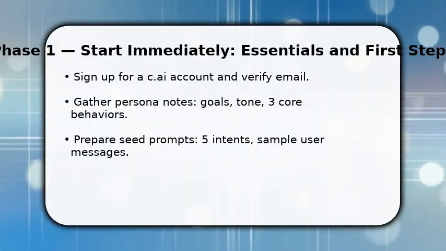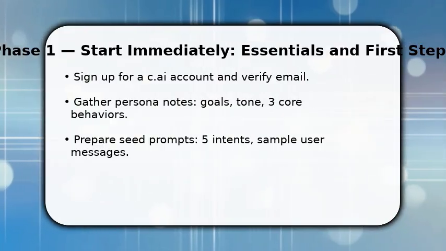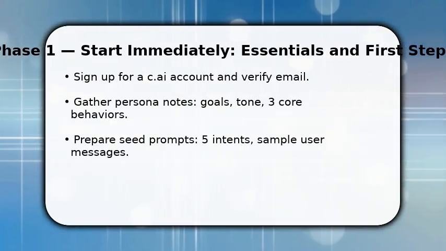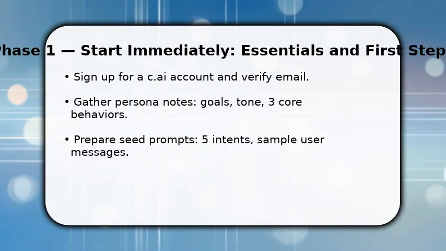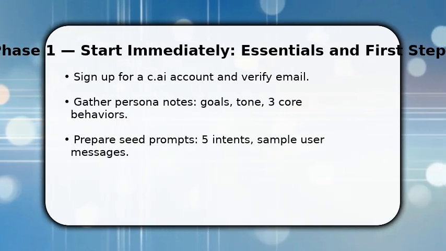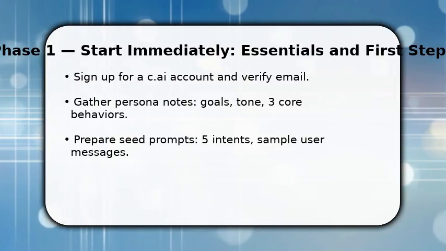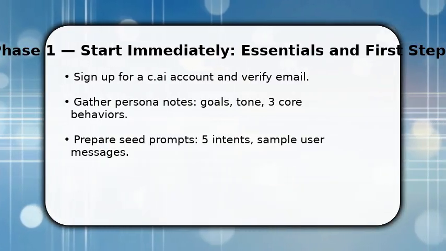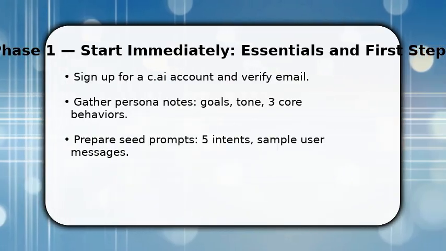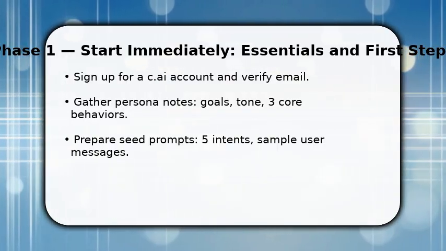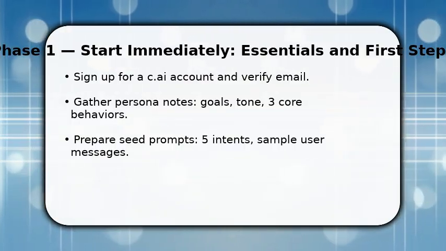You start by getting the essentials in place: a verified C.ai account and a clear persona file. Once done, open the bot creation panel and paste your 3 core behaviors and 5 seed intents. This accelerates learning. You should name the bot and set visibility now, because that determines training feedback. Also, make a short test script of 10 messages to validate flows. This first momentum matters. Do not delay. It frames everything that follows and prevents backtracking later.